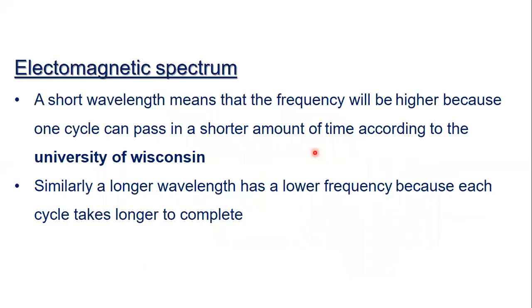Now, the electromagnetic spectrum has shorter wavelengths and longer wavelengths. What is meant by shorter and longer wavelength? You know about the frequency and wavelength relation. When the wavelength is increased, the frequency will be lower, and when the wavelength is decreased, the frequency will be higher. A shorter wavelength means higher frequency because the cycle can pass in a shorter amount of time. Similarly, a longer wavelength has a lower frequency. So from this slide, remember two points: shorter wavelength will have higher frequency and longer wavelength will have lower frequency. That's very easy.